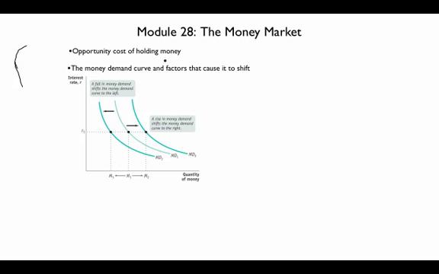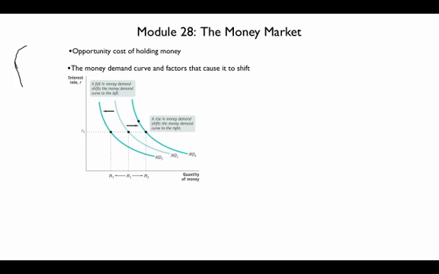Module 28, the money market. Need to understand the opportunity cost of holding money, and recall the opportunity cost of holding money is the cost of what I could have done with that money held in other instruments. The example we used was, instead of holding cash, I could put the money in a certificate of deposit. The certificate of deposit would earn 3%. The opportunity cost would then be whatever that 3% translated to in terms of dollars earned when I was holding money instead.